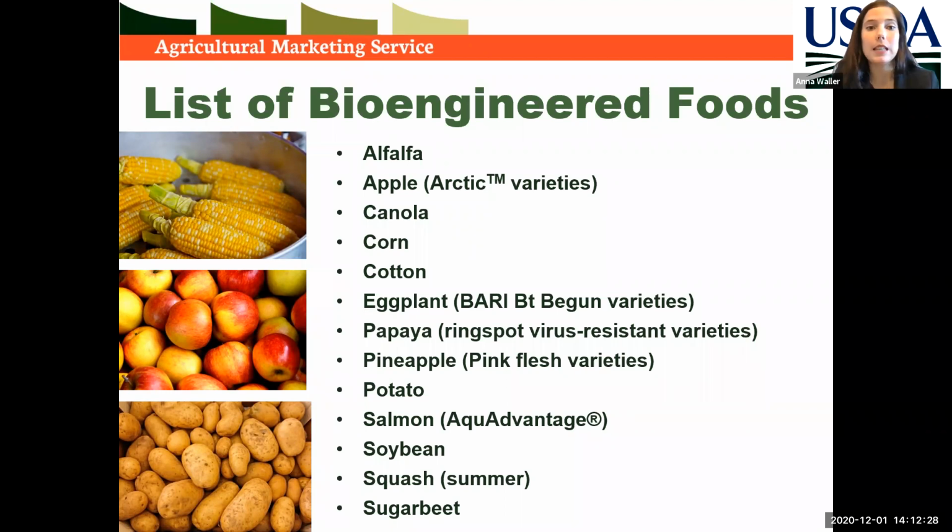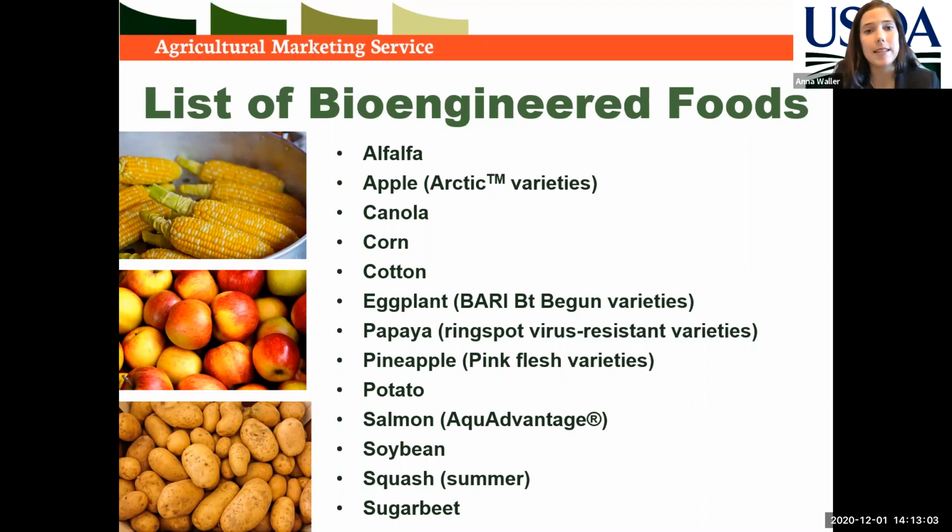For foods on this list that include a variety or trade name, disclosure is required when the regulated entity's records include that variety or trade name. If the records do not show the food as that specific variety or trade name, then disclosure is not required unless the regulated entity has actual knowledge that the food is bioengineered. For instance, if I'm a retailer selling apples and my records do not show that the apples are Arctic apples, I do not need to make a disclosure unless I have actual knowledge that my apples are bioengineered.